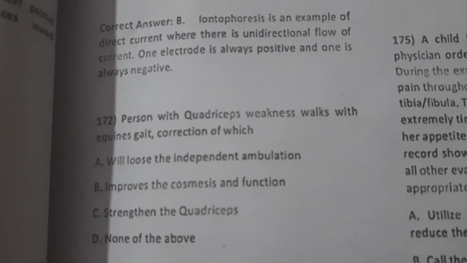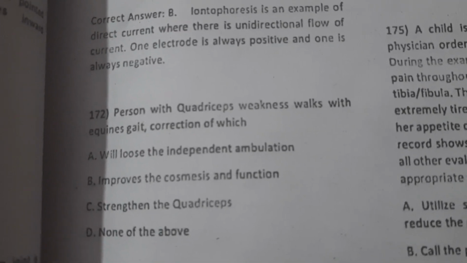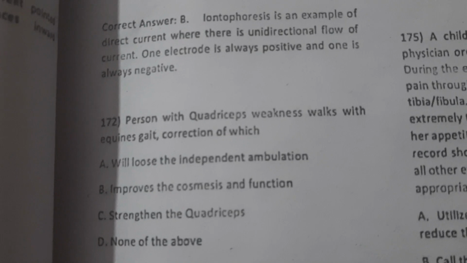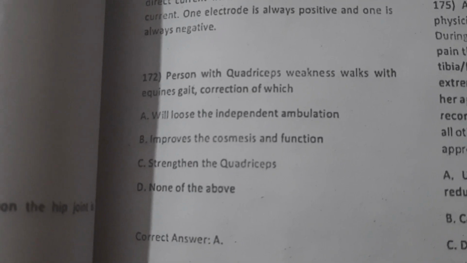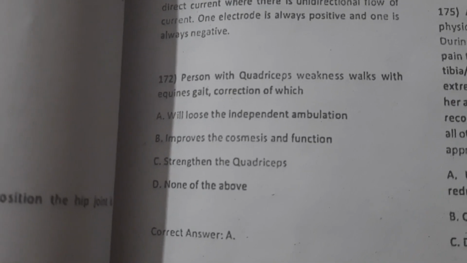MCQs 172: a person with quadriceps weakness walks with equine gait, correction of which. Option A would be the right answer, correction of which will lose the independent ambulation. So option A would be the right answer.